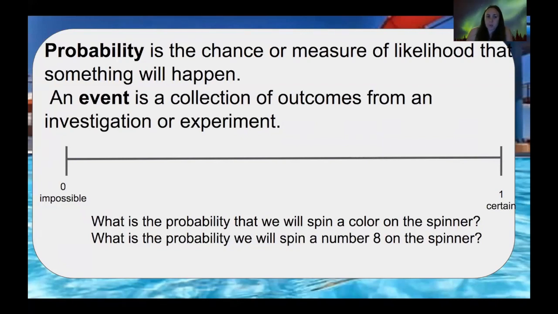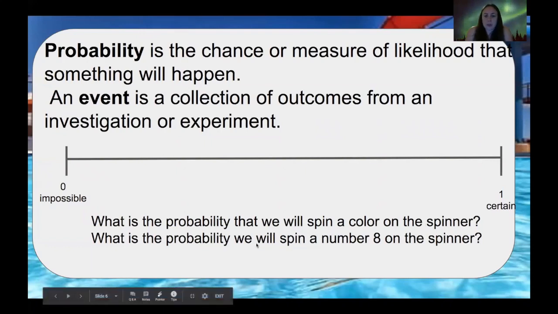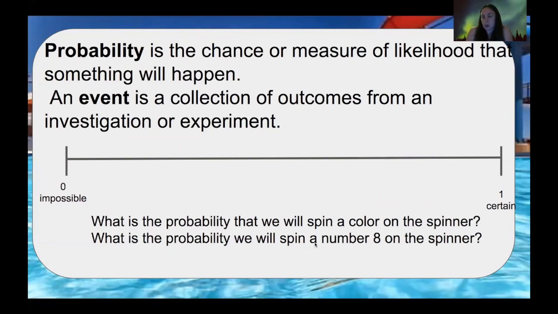So what is the probability that we will spin a color on the spinner? Our spinner only has colors. It is certain we will spin a color on the spinner. What is the probability we will spin a number 8 on the spinner? Well, our spinner doesn't have a number 8. It only has color. So that is impossible for us to spin an 8 on the spinner.